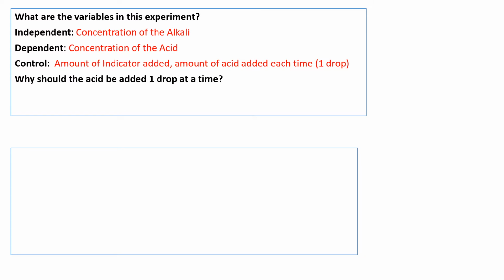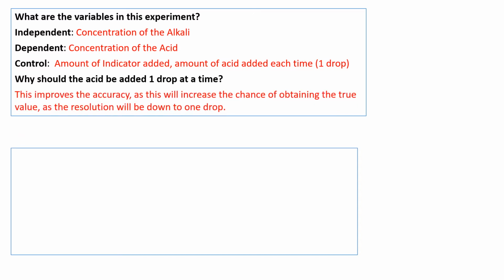Also, why should the acid be added 1 drop at a time? Think about that. Why is that important? And this improves the accuracy. It will also increase the chance of obtaining a true value, as the resolution will be down to 1 drop.